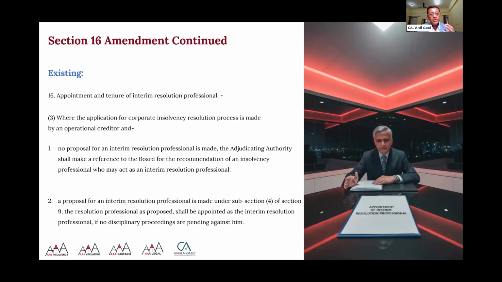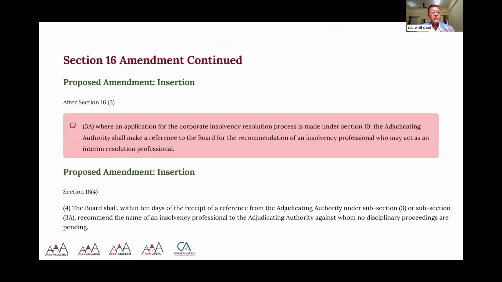Let us understand the impact. The impact says that there is an insertion of Section 3A. It says where an application for CIRP is made under Section 10, the adjudicating authority shall make a reference to the board for recommendation of an insolvency professional who may act as an interim resolution professional. So that means that for a Section 10 application, there is no possibility of recommending an IRP by the applicant.